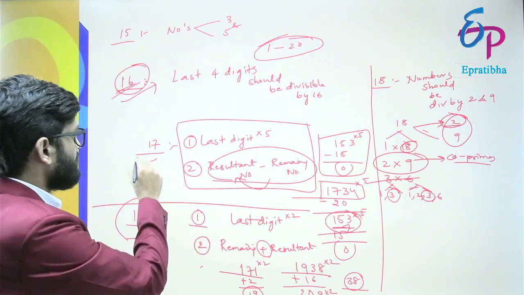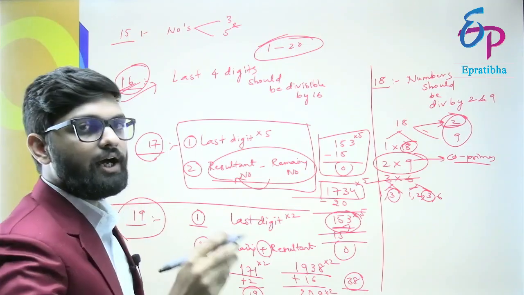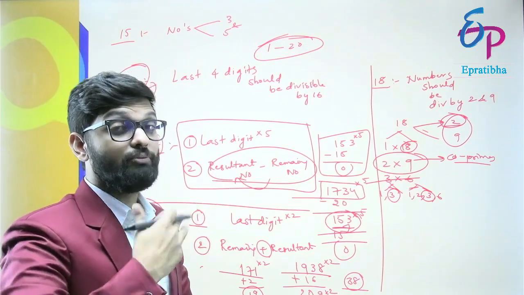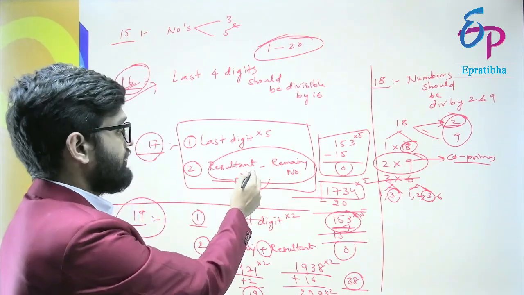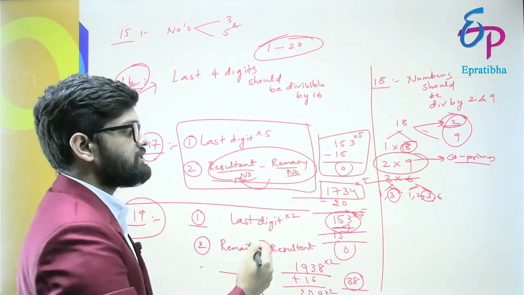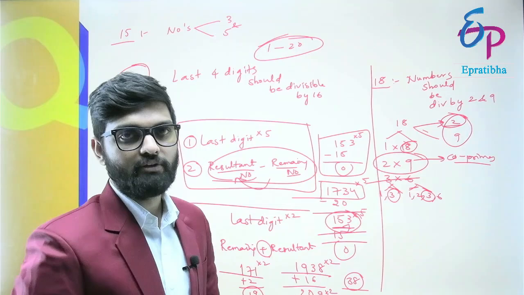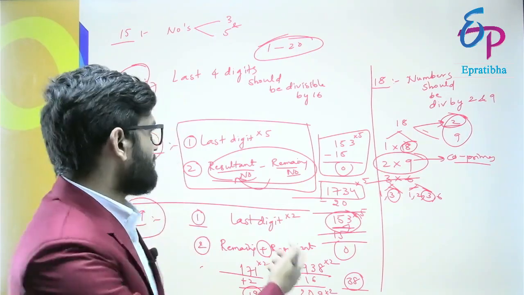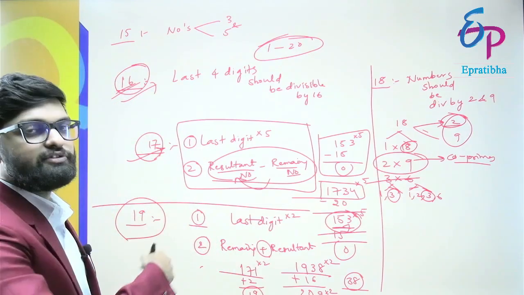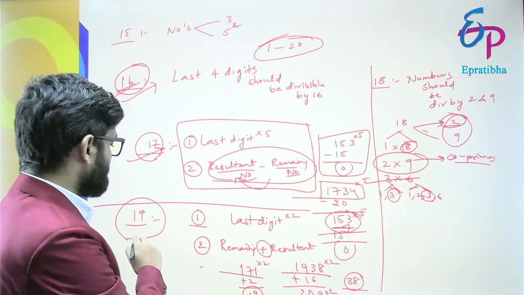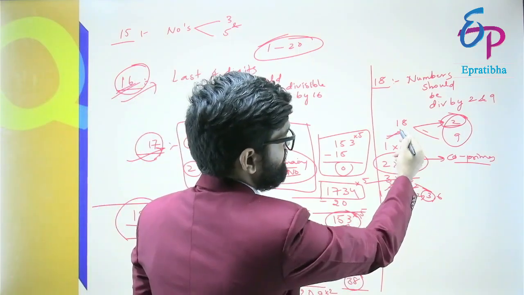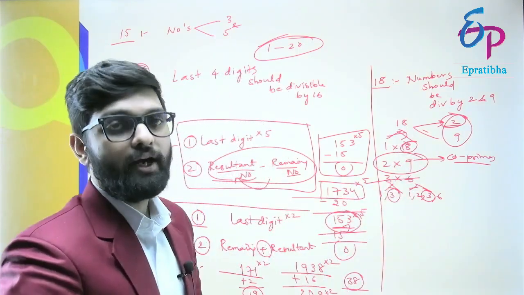Now how can you tell whether a number is divisible by 17 or not? Multiply the last digit by 5, and take the resultant number minus the remaining numbers. If the difference is 0 or a multiple of 17, then it comes in the 17 table and the number is divisible by 17. How can you tell whether a number is divisible by 18 or not? It should be divisible by both 2 and 9.